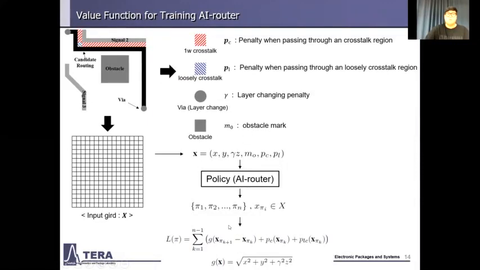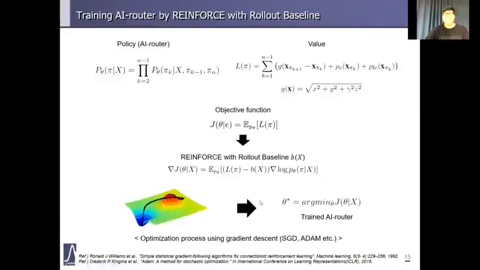So the whole loss function is evaluated like this. This is the crosstalk penalty and the loosely crosstalk penalty. This is the Euclidean length, which means wire length, and this gamma means the via transition penalty. So this L function contains all kinds of penalties.